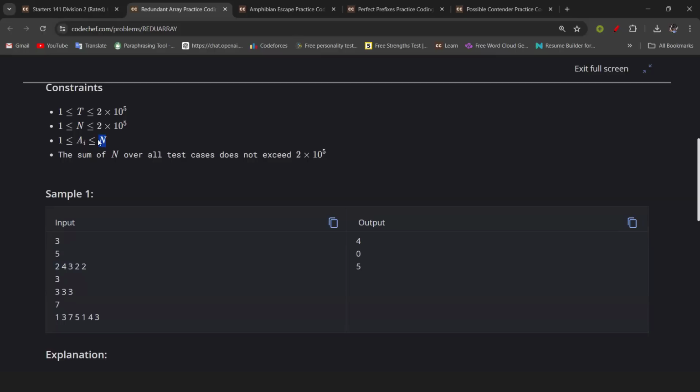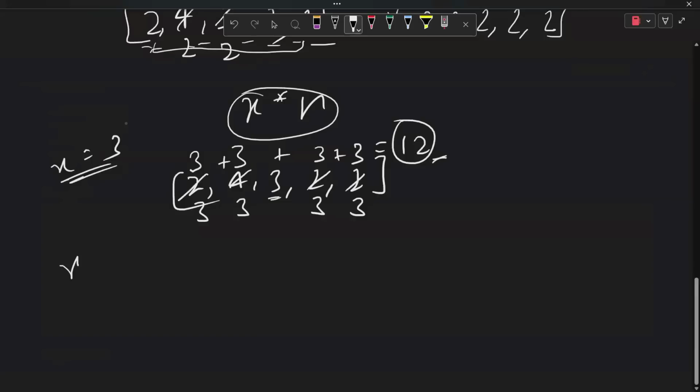So we would iterate our x from 1 to n. That's all the possible x we can have. And from 1 to n, for each x, if we can calculate the cost in O(1), then our algorithm would be O(n), which would be accepted. So for a given x, let's say x is 4, how can we calculate the cost in O(1)?